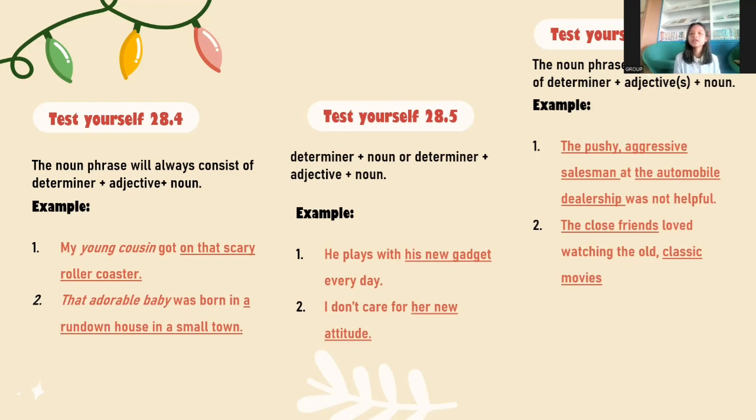Test yourself 28.6. The noun phrase will always consist of determiner plus adjective plus noun. Example, first, the pushy aggressive salesman at the automobile dealership was not helpful. The pushy aggressive salesman is an adjective. The automobile dealership is noun. Second, the close friends love watching the old classic movie. The close friends is adjective. The classic movie is the noun. Okay, that's all from me.